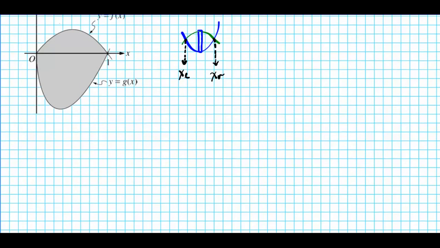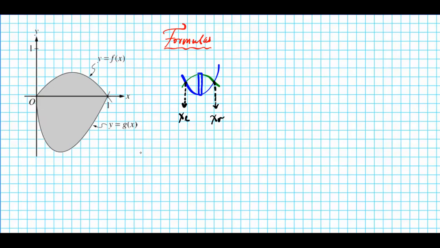In that case, your area is going to be the integral from x left to x right. The rectangle is going to be sweeping from left to right of the function on the top, f top, as a function of x, minus the function on the bottom, f bottom, as a function of x. And your dummy variable here is going to be dx.